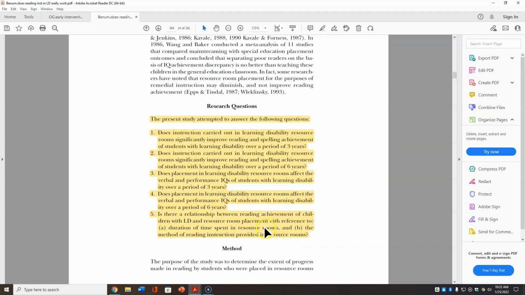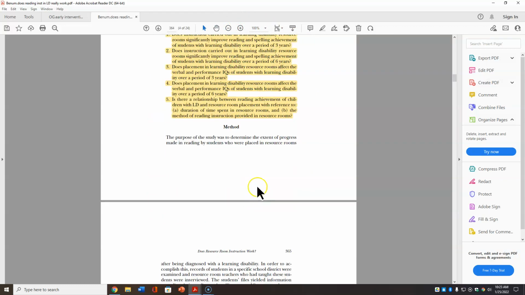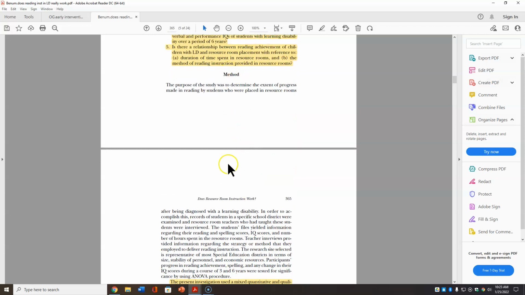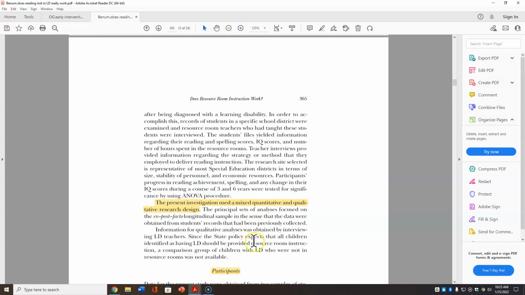And is there a relationship between reading achievement of children with LD and the duration and method of reading instruction? That is very important. We are going to answer those questions specifically. Now, the method tells me how they went about things, how they got their data, etc. What is of interest here is this one right here. I wanted to get a sense.